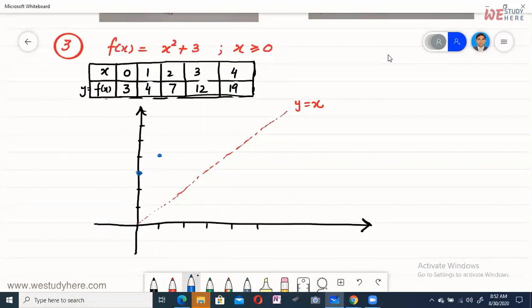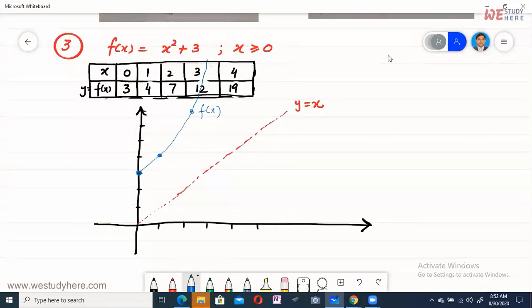x 0, y 3, this point, x 1, y 4, x 2, y is 7, it's 5, 6, 7, x 2, y 7, x 3, y 12. Then this graph will be like this. This is the graph of f of x.